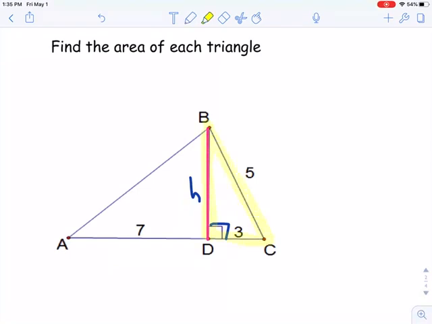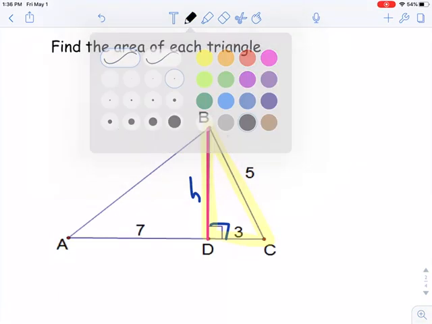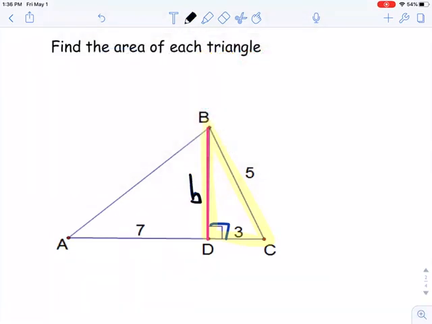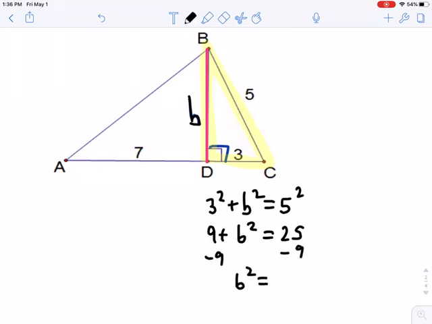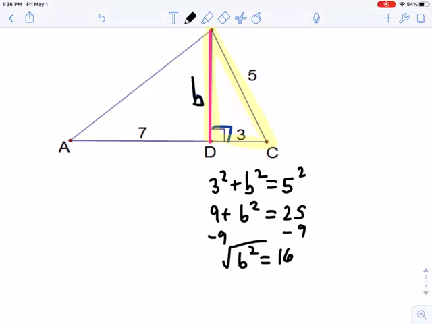Alright. So this is called the height. Let's call it B for fun. Alright, so I can say 3 squared plus B squared equals 5 squared. Alright, I'm going to get 9 plus B squared equals 25. Subtract 9 from both sides, I get B squared equals 16. Take the square root of both sides, I get B equals 4.